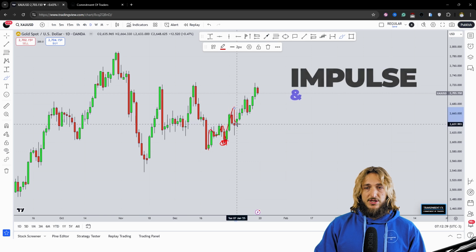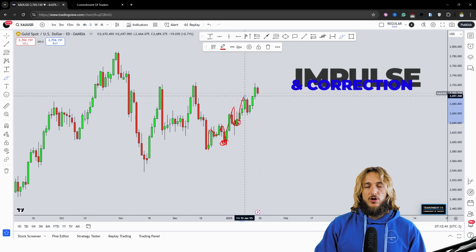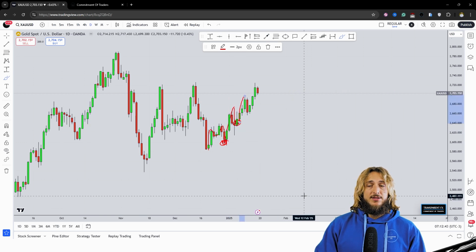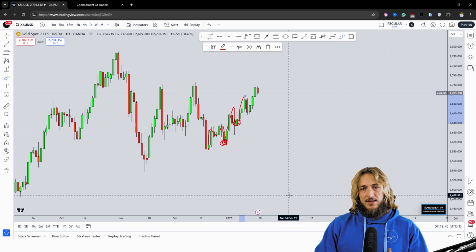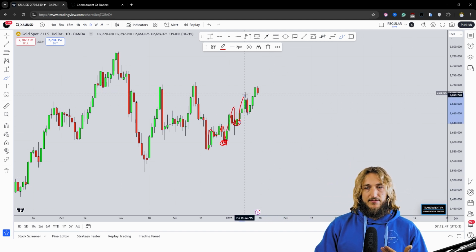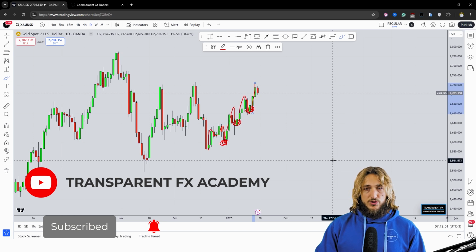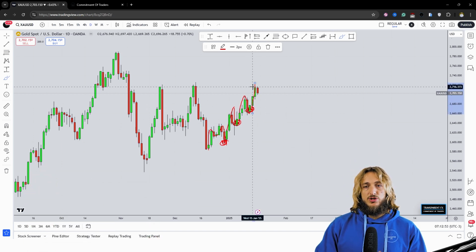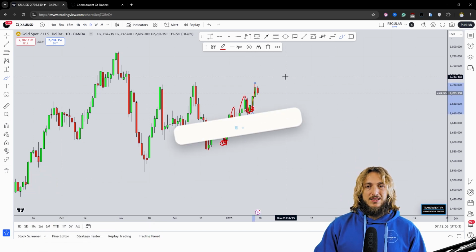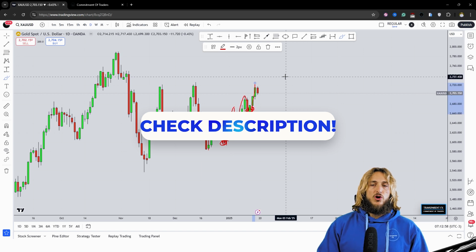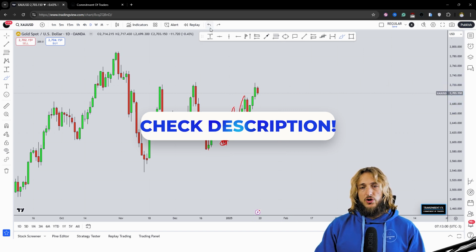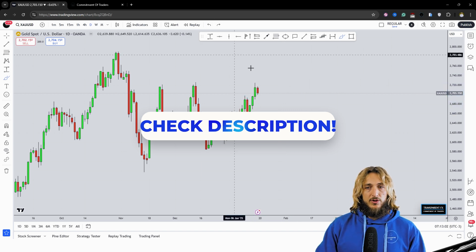Then after this impulse and correction, I made another breakdown explaining all the reasons for which we could expect the creation of a new higher high. And again, that is exactly what the market did. And then after this correction from here, I made another breakdown explaining all the reasons for which we could expect this rejection to the upside, which again is exactly what the market just did. And by the way, I will link in description all those previous analysis so you can go and check them out for more free education.